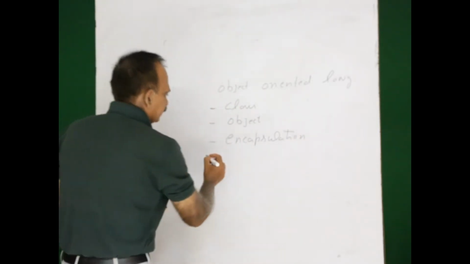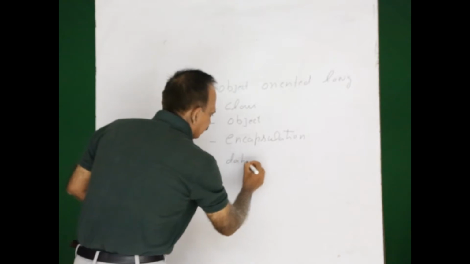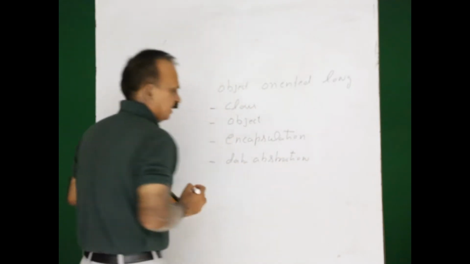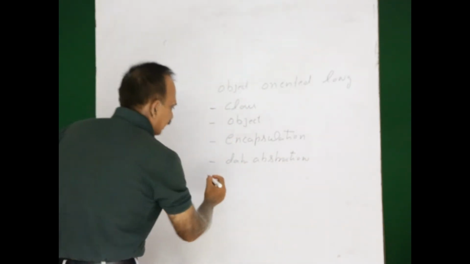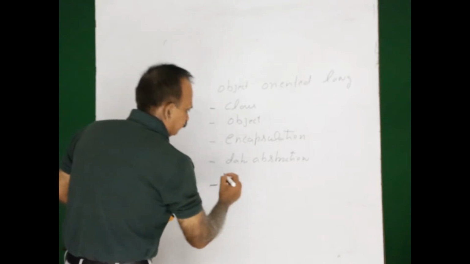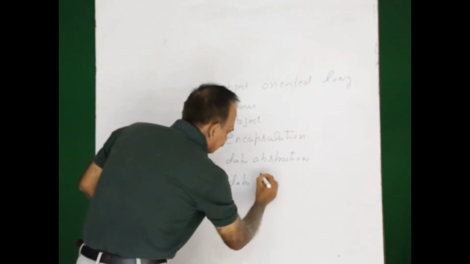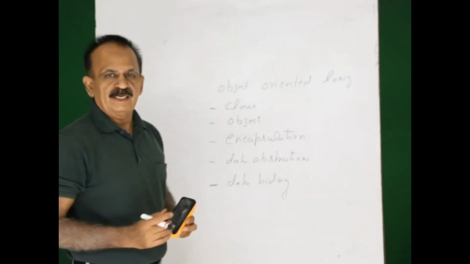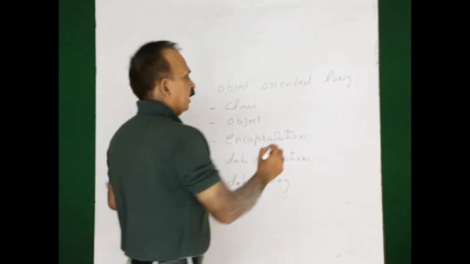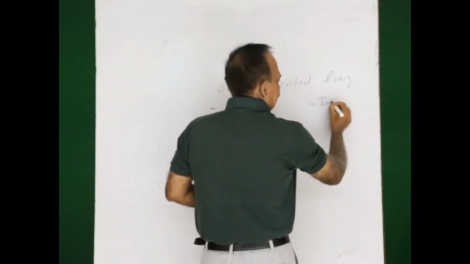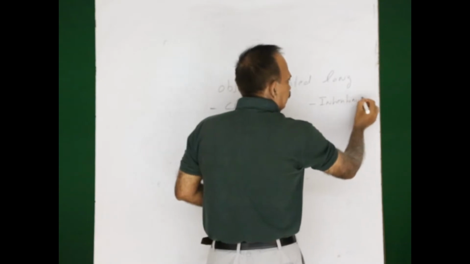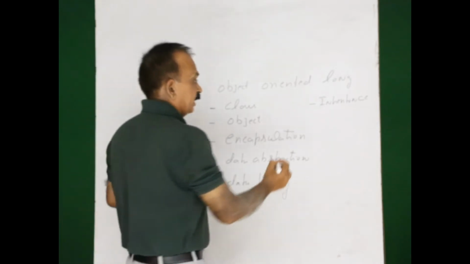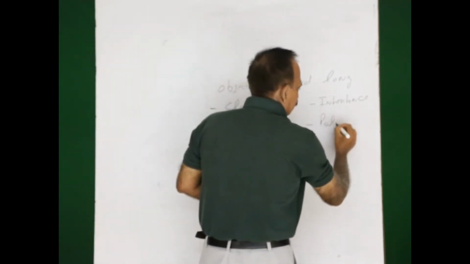The next one is data abstraction. Abstraction is basically a feature which we will be using. And another one is data hiding. This is another feature that we will be using for the object-oriented programming language. Another one is inheritance. Inheritance is another feature which is used with the object-oriented programming language. And then next comes polymorphism.